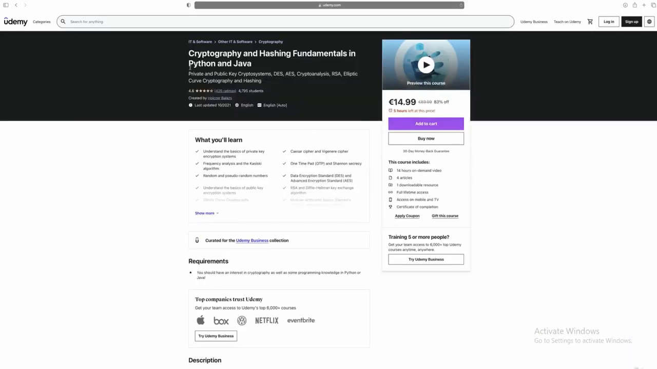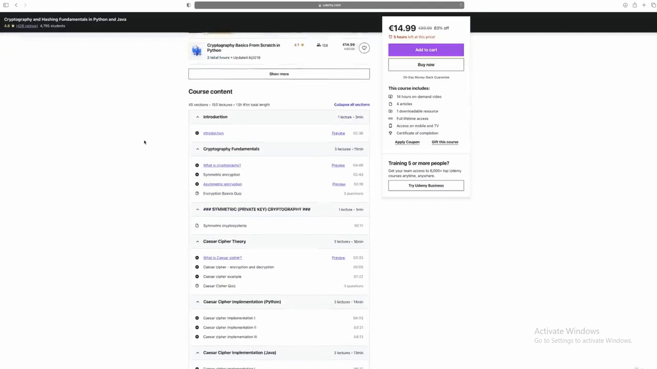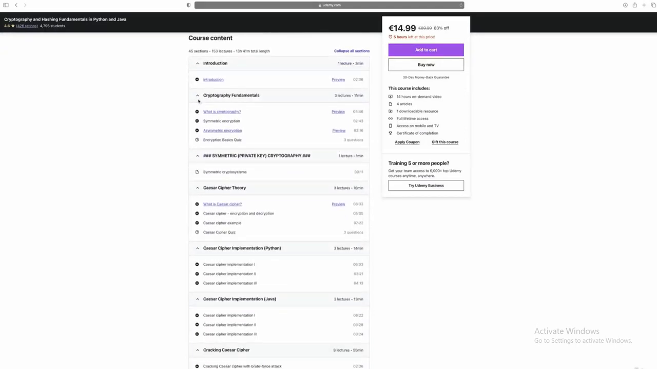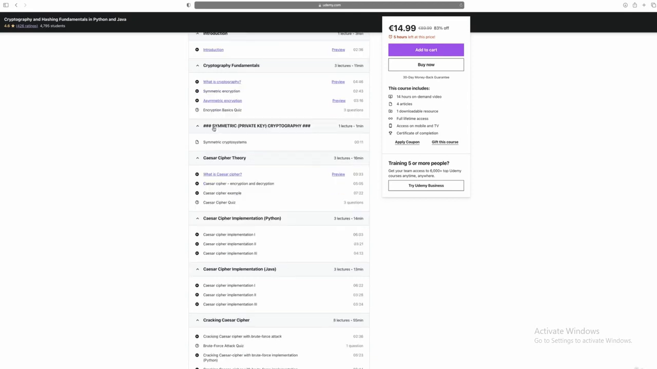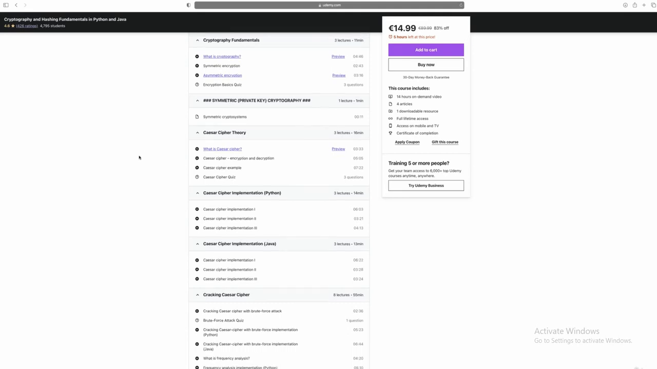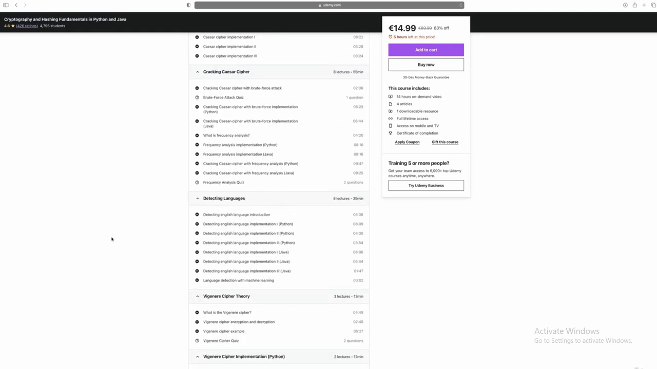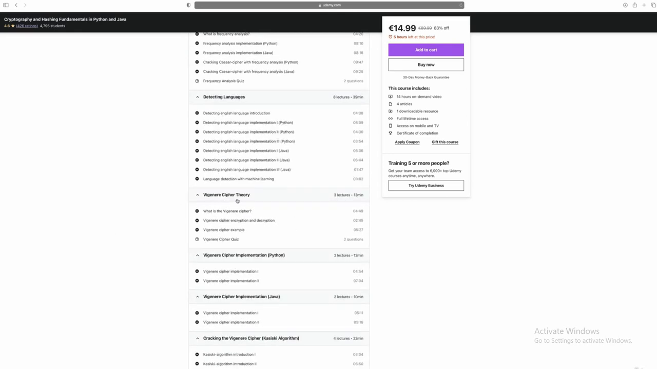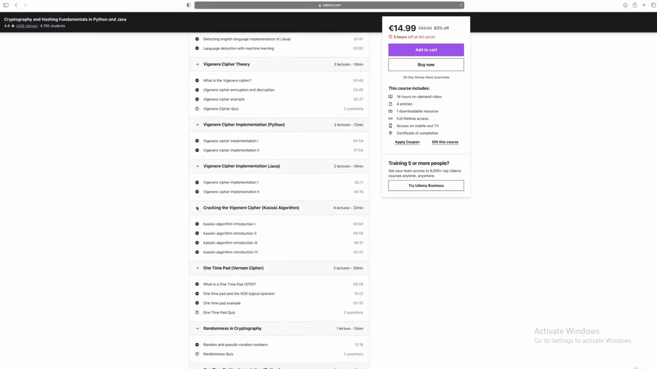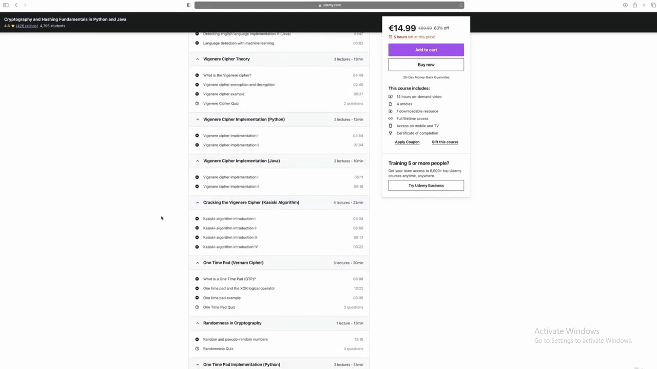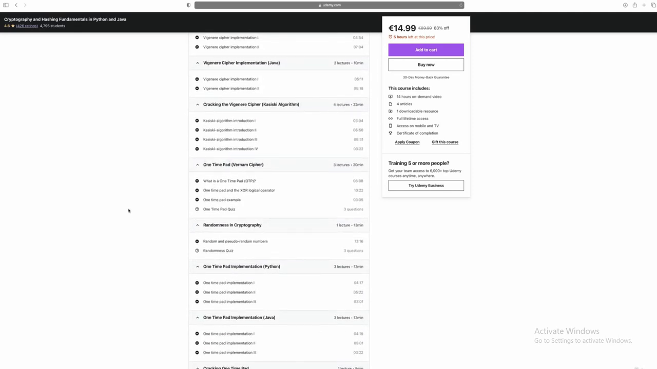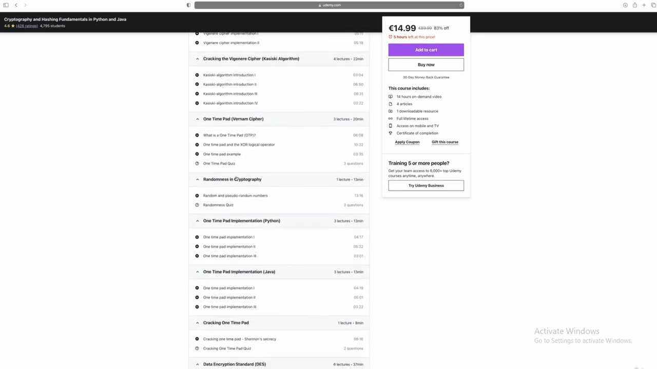So what are you going to get from this course? We are going to talk about several topics. First of all, we are going to talk about cryptography fundamentals, so what is the difference between symmetric and asymmetric encryption, and then we will focus on private key cryptography or symmetric cryptography, such as Caesar cipher, how to crack the Caesar cipher with brute force approach and with the help of frequency analysis, how to detect languages. We are going to talk about Vigenère cipher, how to crack the Vigenère cipher with Kasiski algorithm. We will talk about the one-time pad. We will talk about randomness in cryptography.